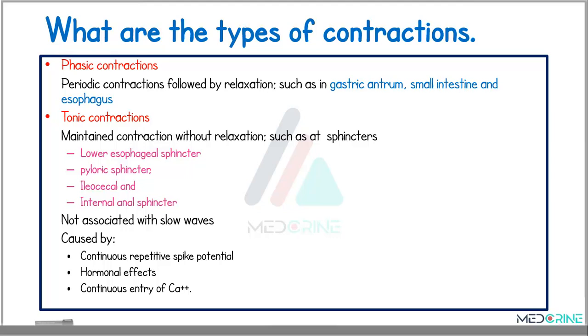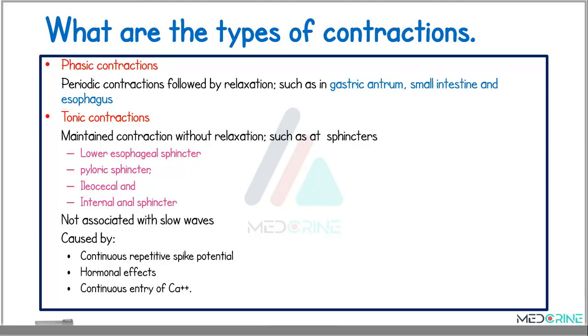What are the types of contractions that we face in the digestive system? The digestive system has two types of contractions: phasic contractions and tonic contractions. Phasic contractions are periodic contractions which are followed by relaxation, for example those happening in the gastric antrum, small intestine, and the esophagus. The tonic contractions are maintained contractions without relaxation. These are experienced at the sphincters, for example the lower esophageal sphincter, the pyloric sphincter, the ileocecal sphincter, and the internal anal sphincter.